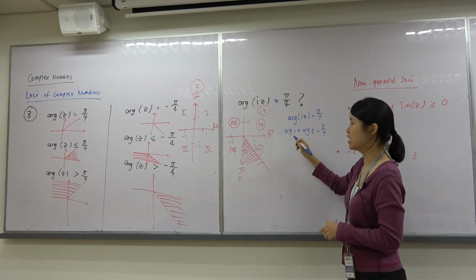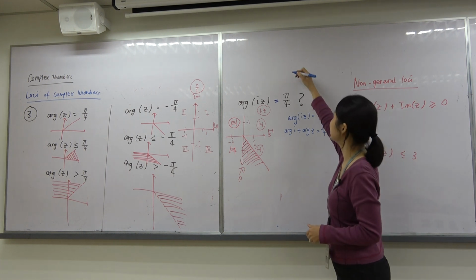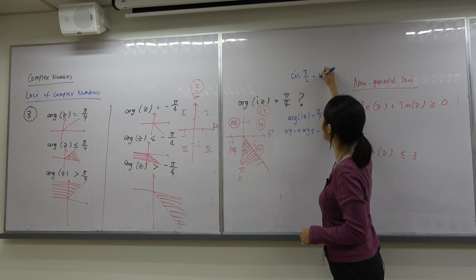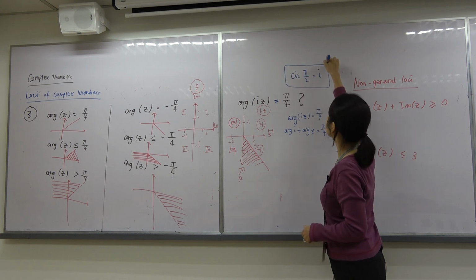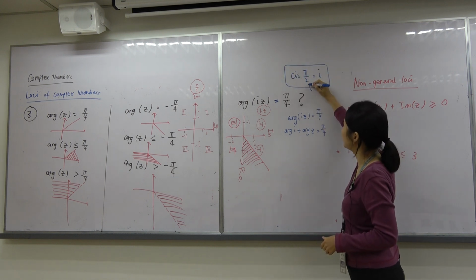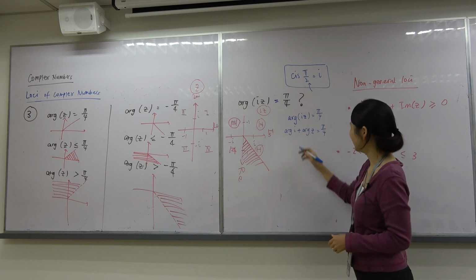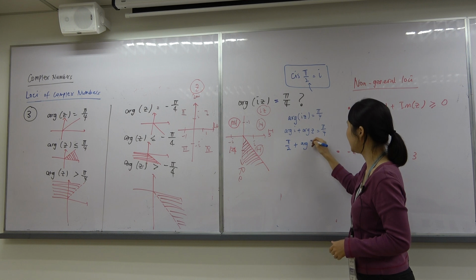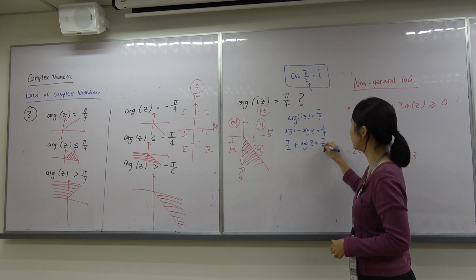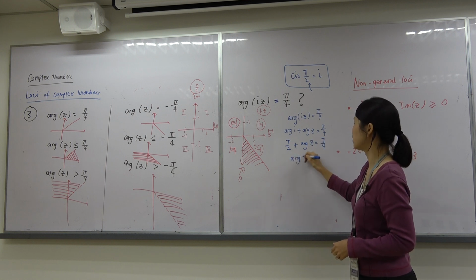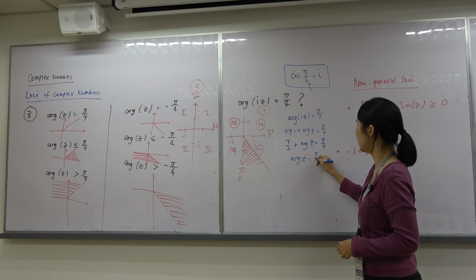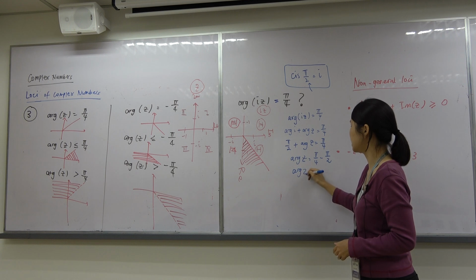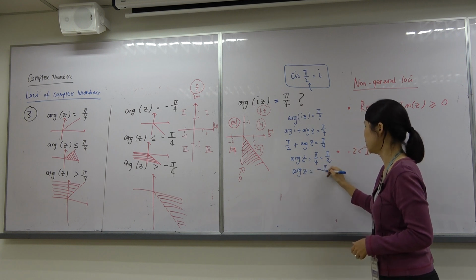So what is the argument of i? Note that cis pi over 2 is equal to i. So what is the argument of i? It is just pi over 2. I'm going to put here pi over 2 plus argument of sec equals pi over 4, which will give me argument of sec equals pi over 4 minus pi over 2, which is argument of sec equals negative pi over 4.